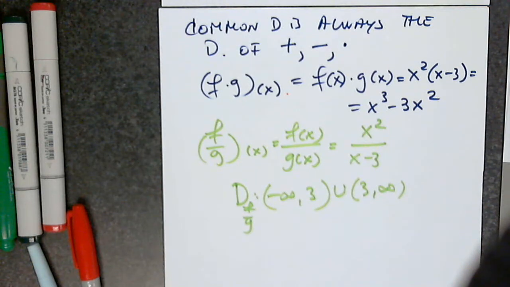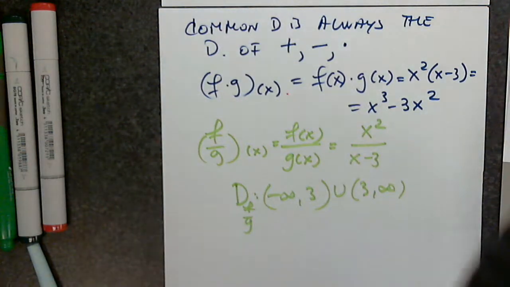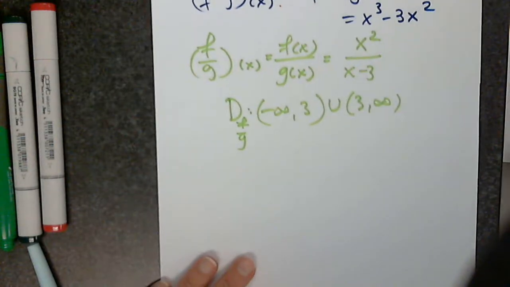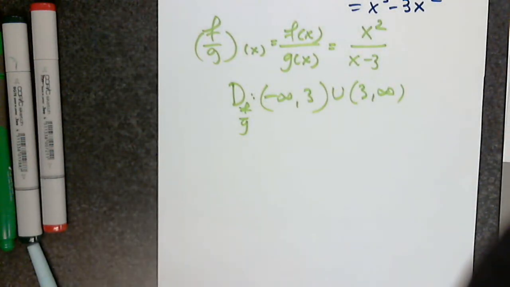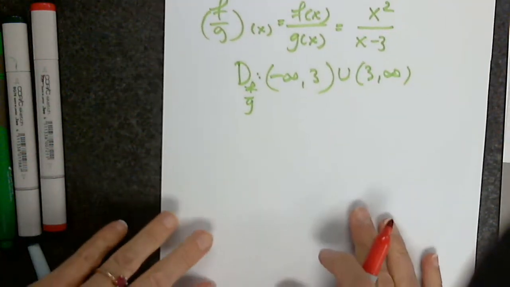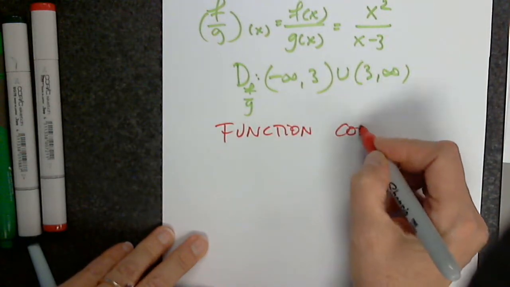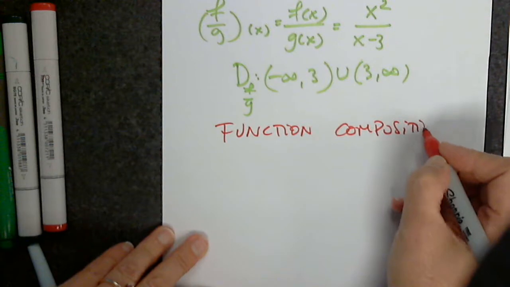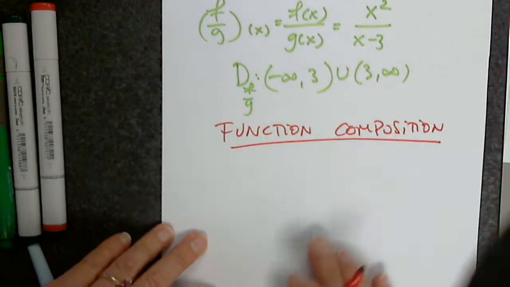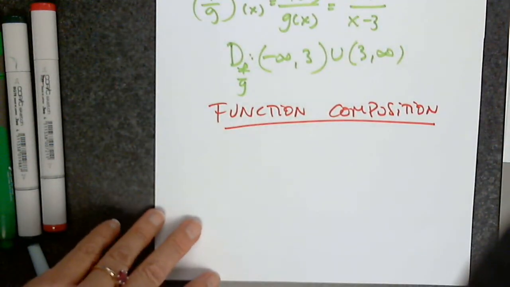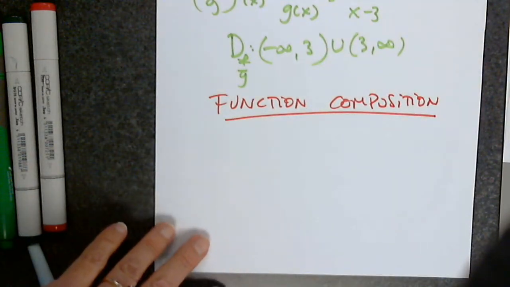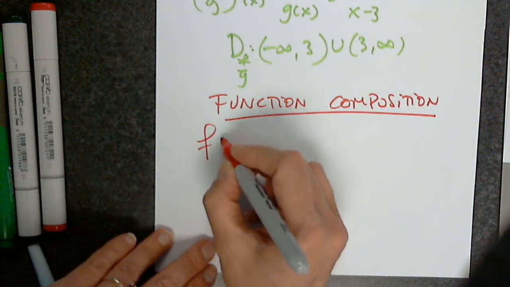Okay, I have 3 minutes. I just want to say one thing. There is a fifth way of creating new functions, and that is called function composition. Last one. Fifth way of creating new functions if we are given two functions. And here it is. And here's the notation.